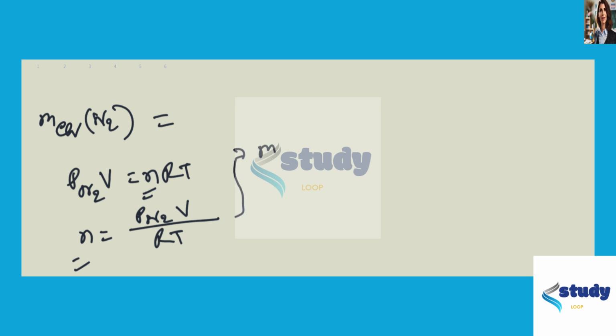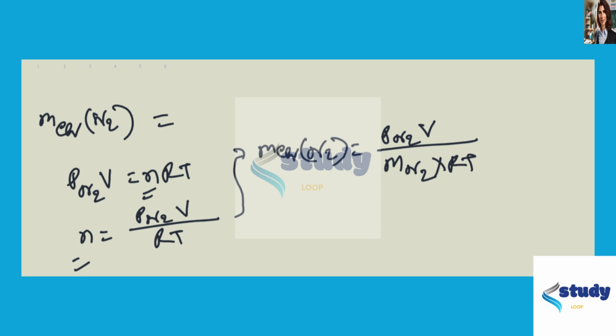Since number of moles is equal to mass over molar mass, we can write the equilibrium mass of N2 equal to P_N2 V times the molar mass of N2 over RT. So what we've done is, the number of moles equals mass over molar mass. Okay, so the molar mass will go in the numerator, not in the denominator. So it will be P into V times the molar mass of nitrogen.